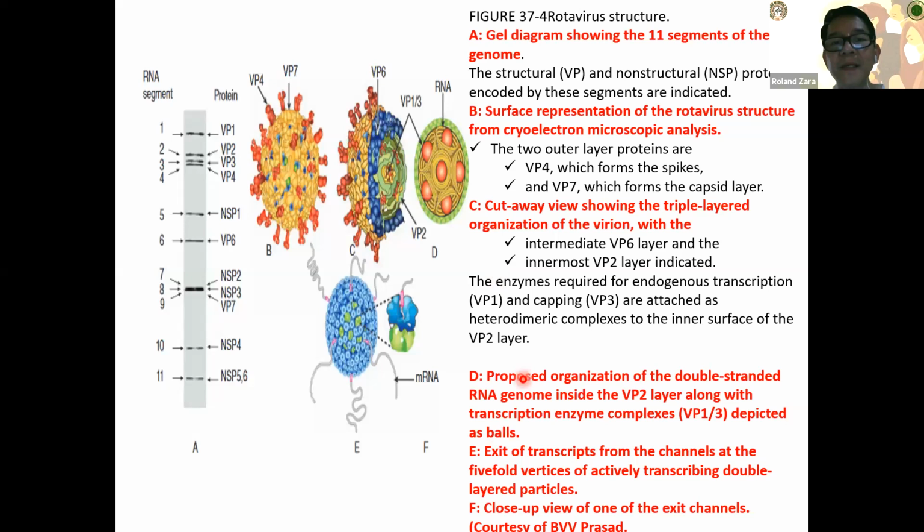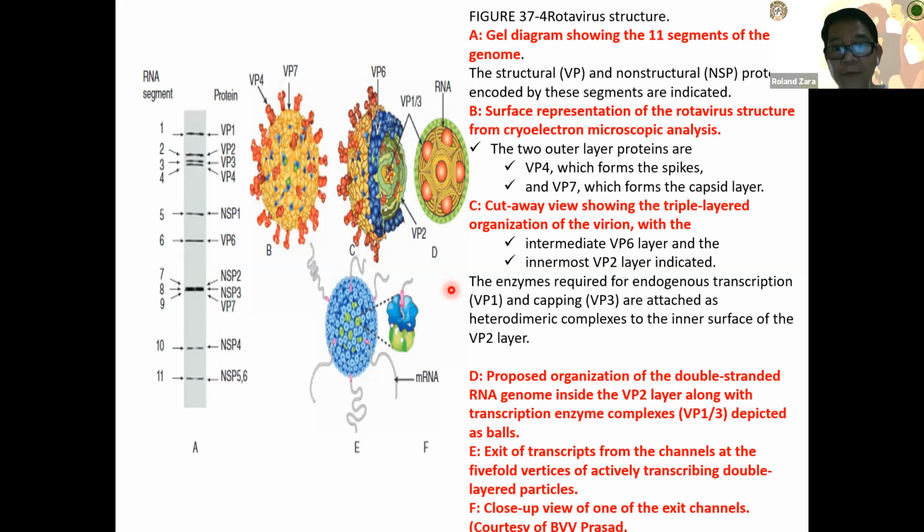So the transcripts exit from the channels at the five-fold vertices and are actively transcribed. Ito yung ribosome. For example, this is a 70S ribosome, this is the 30S ribosome. Pupunta sa gitna, and this will be translated into a protein. And then they will assemble to make a new virus.